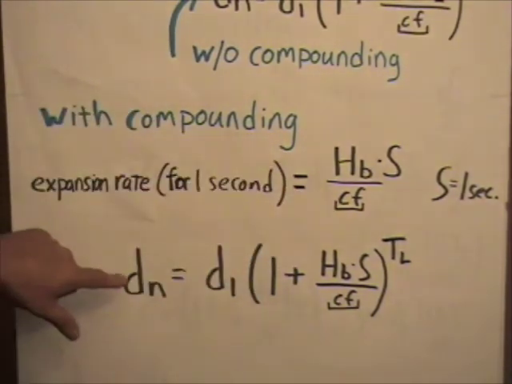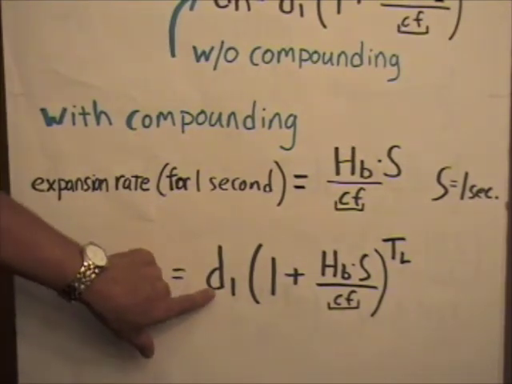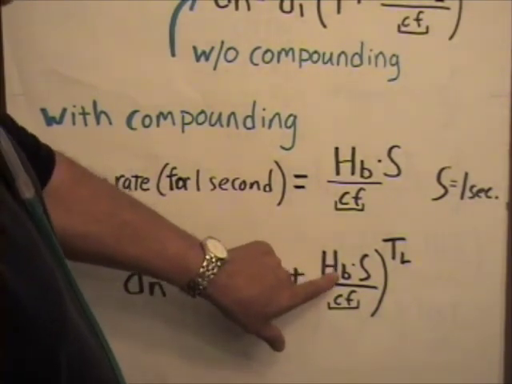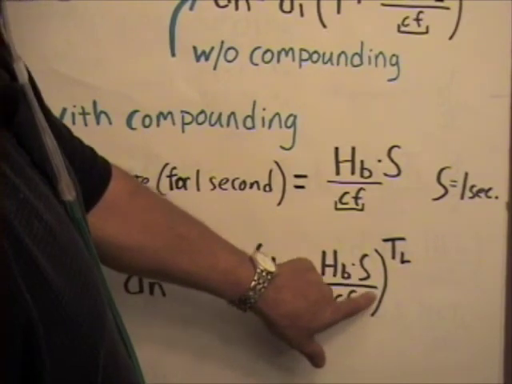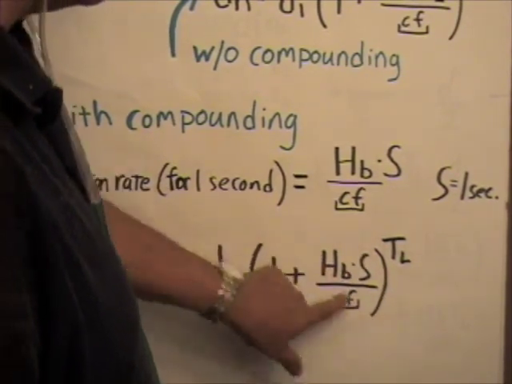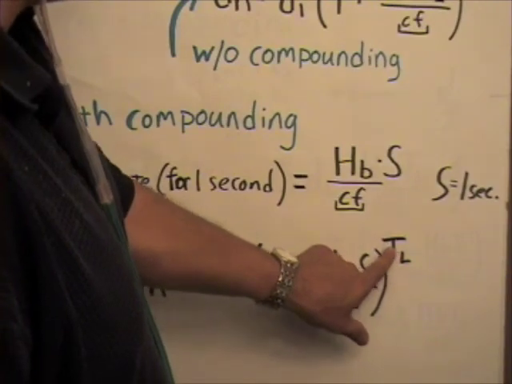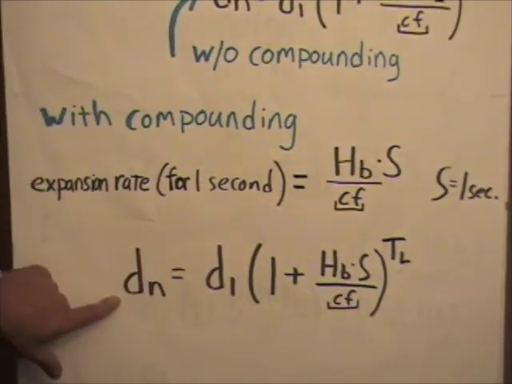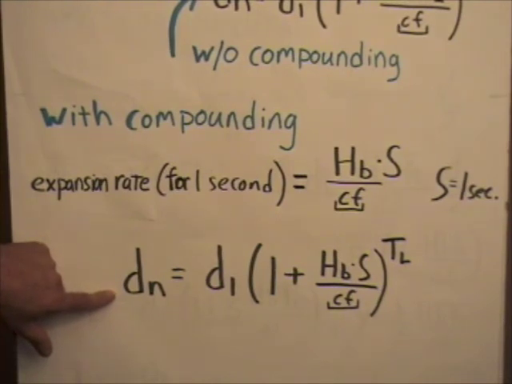Now we can easily set out a compounding formula. dn equals d1 times 1 plus the Hubble constant blended times s over the conversion factor, all to the power of the number of seconds, TL. This is exactly the same as a compound interest formula, and if you want to refresh on that, again, it was already covered in the segment, what does H mean, or what does the Hubble constant mean?